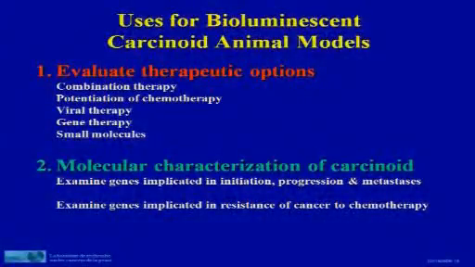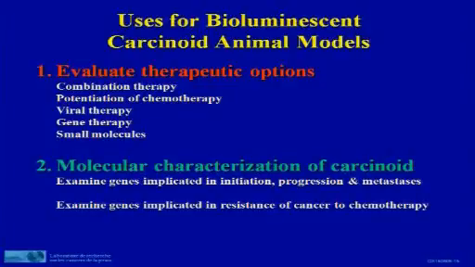But you can get a general idea how we can use this story. We can evaluate therapeutic options. We can do combination therapy. In my lab in particular, I'm doing the first three things that you see over here. We are doing combination therapy, potentiation of therapy, and viral therapy. And I will show you some of the results. Sorry, not show you, but we have done some part of the gene therapy as well.